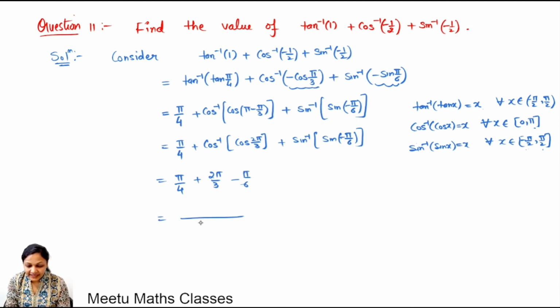And by taking LCM, we will get 8 pi minus 2 pi, and this will be 9 pi by 12, or we can write it as 3 by 4 pi. And this is the value of this expression.